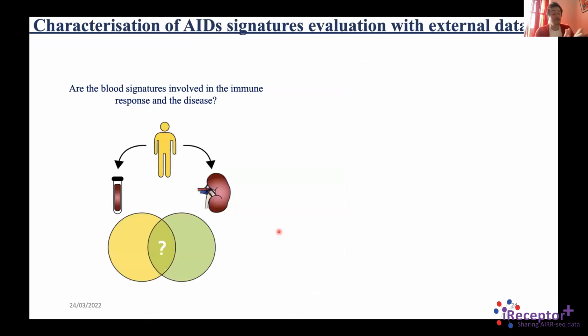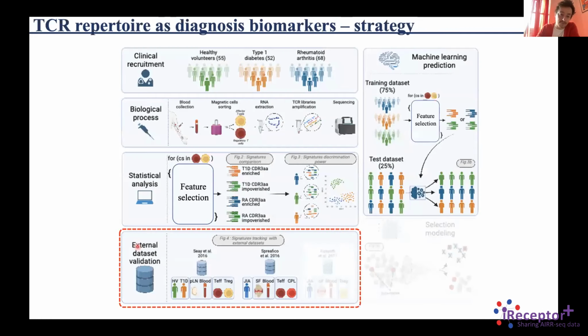Finally, we would like to characterize this autoimmune disease with external datasets because they allow us to predict and to cluster different patients according to their pathology, but we don't know if this signature that we observe in blood is involved in the immune response, because we don't know if what we observe in blood is overlapping with the organ. So for that, we compare our signature with external datasets.